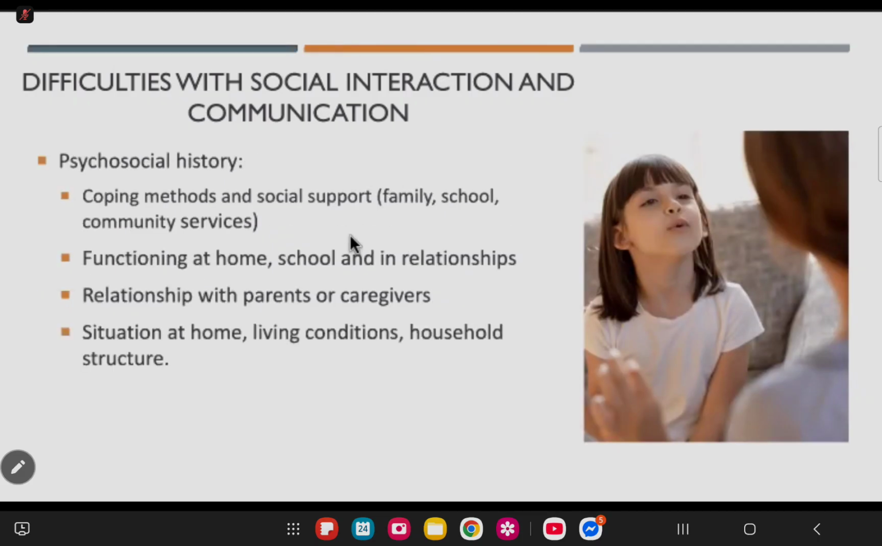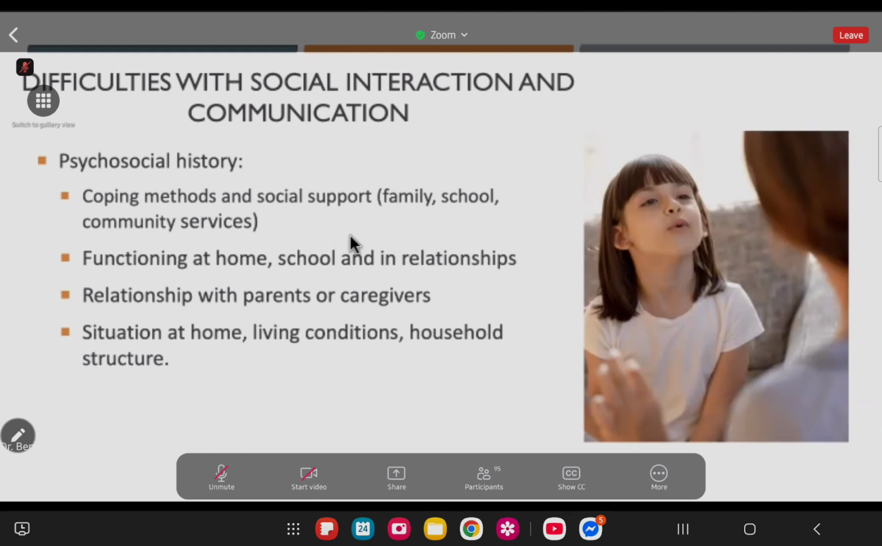For the psychosocial history, you have to ask for the coping methods and social support, such as your family, school, and community services, and the functioning at home. How does the home function? Is it dysfunctional? Is it supportive? Or it depends. Also, the school and relationships. So you have to ask that as well. Maybe the patient has poor relationship with teachers or classmates, okay? Or maybe there's bullying in school. Relationship with parents and caregivers.